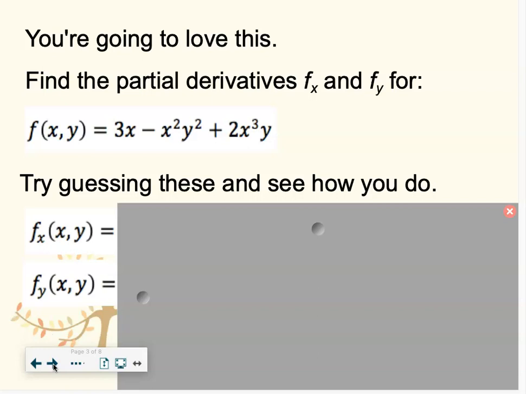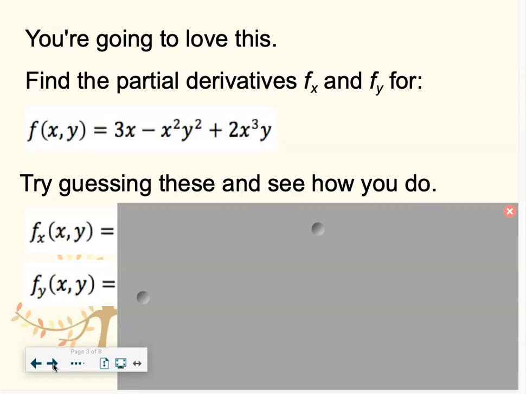All right, let's talk about these. So f sub x is called the first partial with respect to x, and you'll hear me shortcut this and just say partial x. I'll say partial x for the first partial derivative with respect to x, and partial y for the first partial derivative with respect to y. So when we do partial x, x is our variable, and all other variables you just treat as constants.